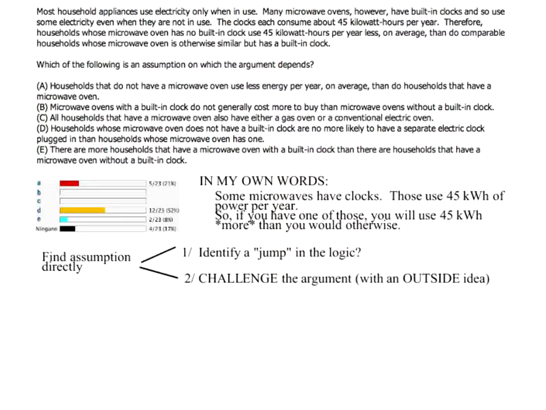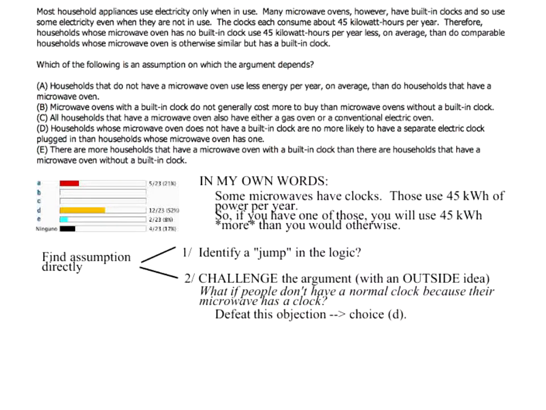So, for instance, one legitimate challenge you could raise here would be something like, what if people don't want a normal clock because their microwave has a clock? If you realize that's an objection, it's a very legitimate objection. A lot of people might not want another clock if they already have one in their microwave. So you can defeat this particular objection, and that's choice D.